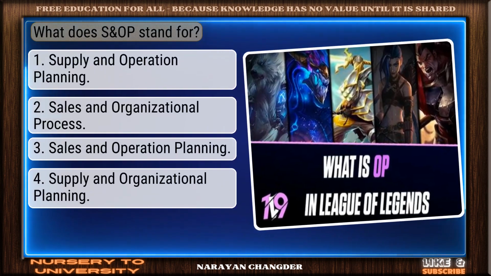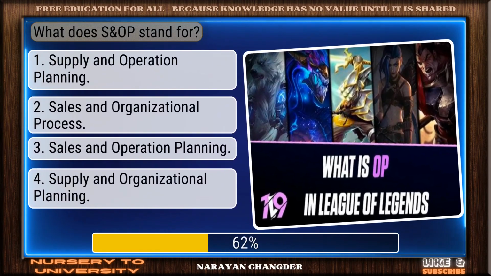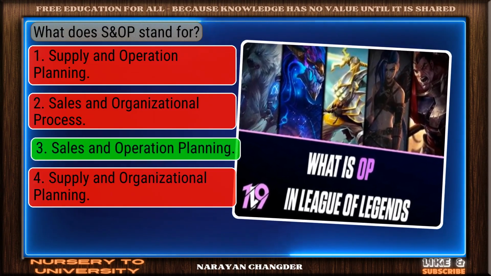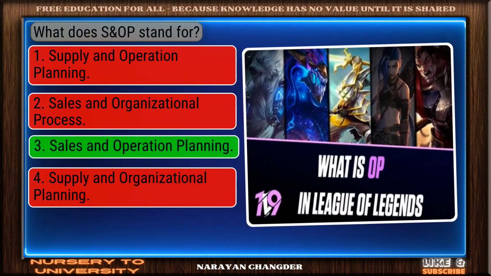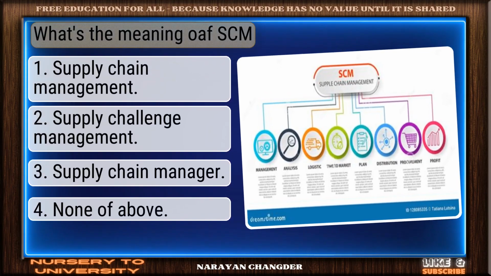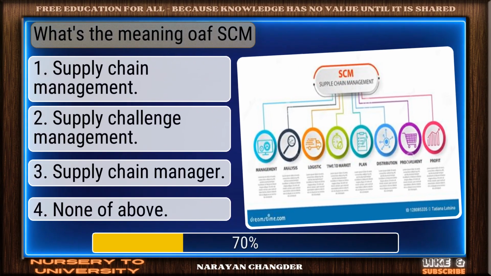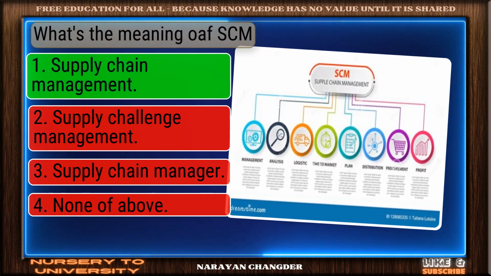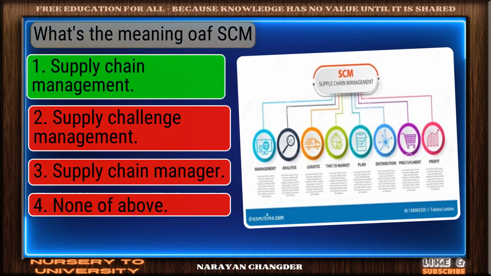What does S&OP stand for? Excellent choice. Sales and operation planning is the right answer. What's the meaning of SCM? Right again. Supply chain management is a valid answer.